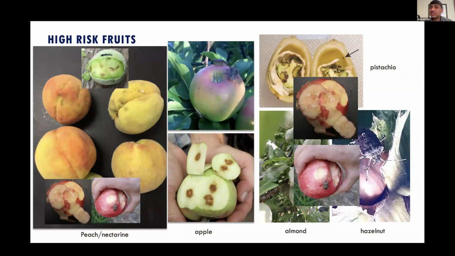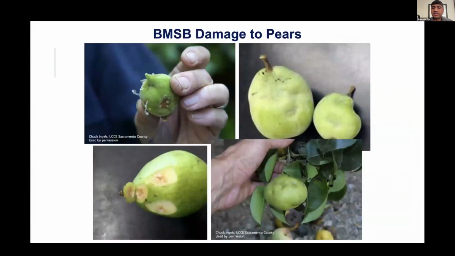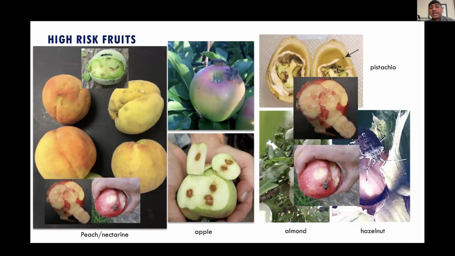There are some in nectarine also, the same way. In the middle, apple, they can definitely attack an apple and feed on it. It's a big issue on the East Coast and other places. Somehow I have extra photos appearing here. Anyway, almonds also the same way. Pistachio they can feed on.